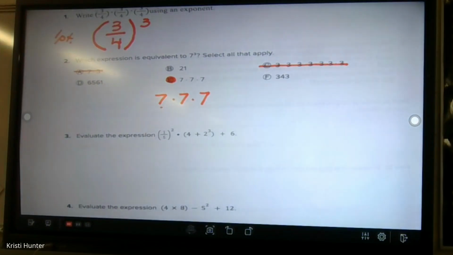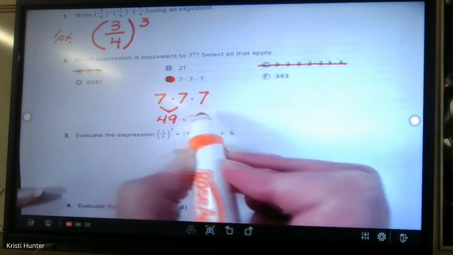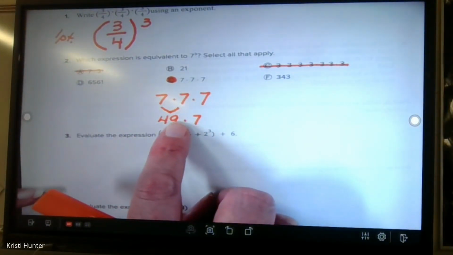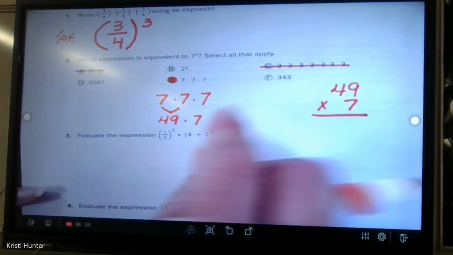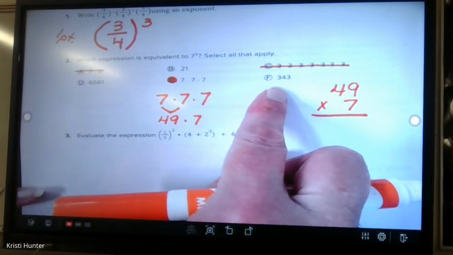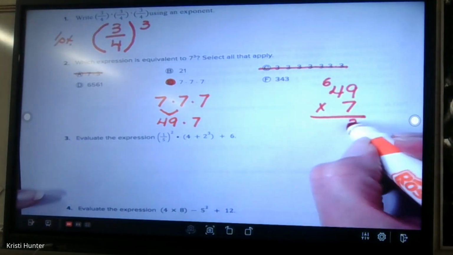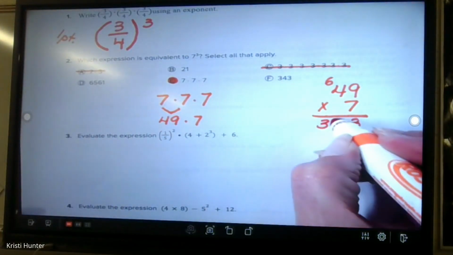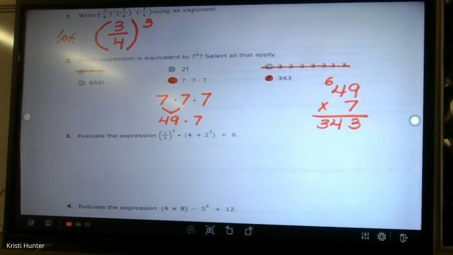Now, the second thing we need to look at is how to evaluate it. So if I pair these together and do 7 times 7, I get 49, and I'm left with the times 7. Remember, this little dot is another way to write a multiplication sign. So I'm going to have to figure out what 49 times 7 is. It should either be D, B, or F. Let's see which one it is. So 9 times 7 is 63. 4 times 7 is 28. Plus 6 makes 34. And F would be my other option.